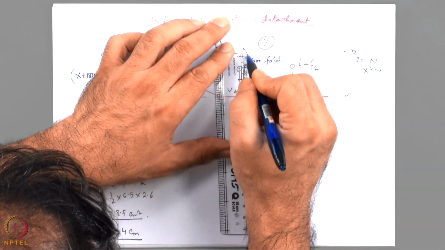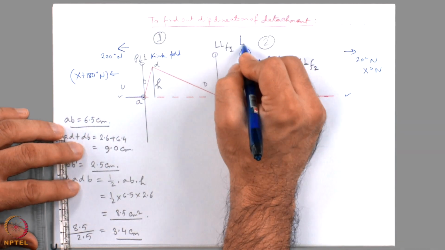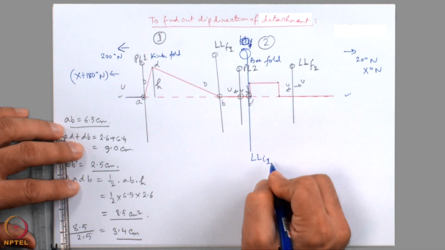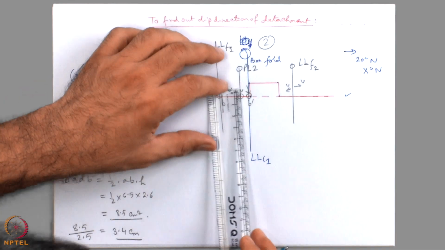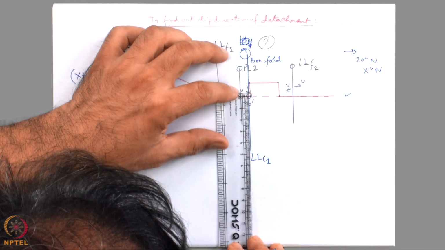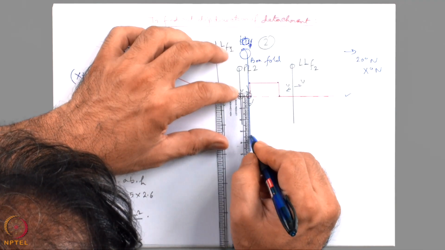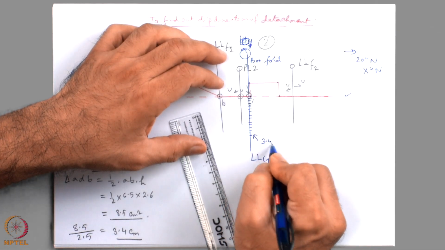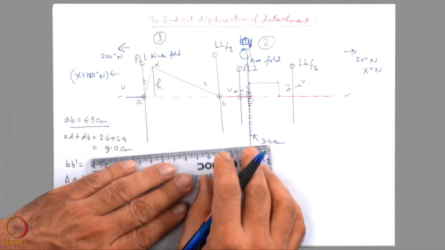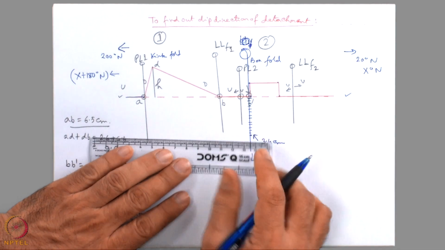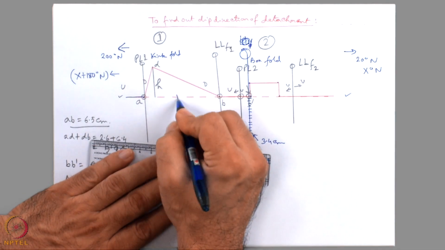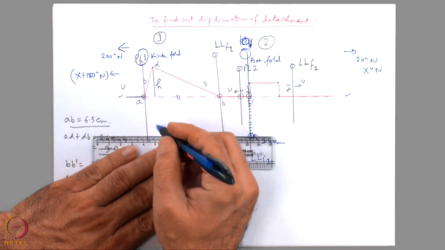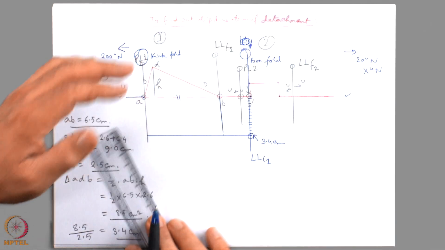passing through B dash point and call it loose line initial 1. Next, I will find out 3.4 centimeter along this line. This distance is taken as 3.4 centimeter. Then I draw a line passing through this point and parallel to that line that terminates at the pin line 1.